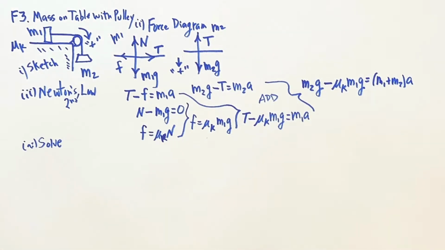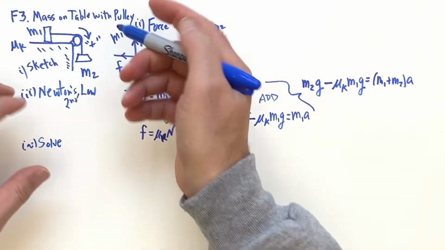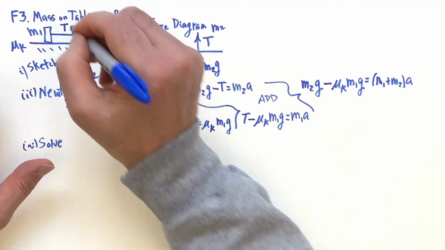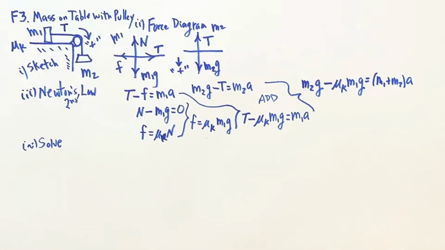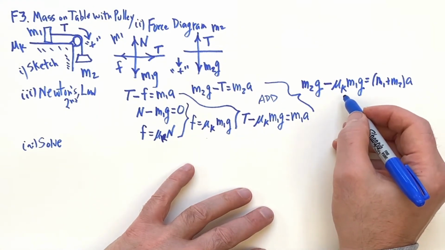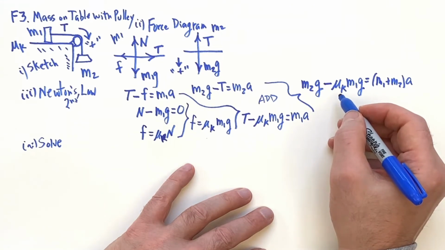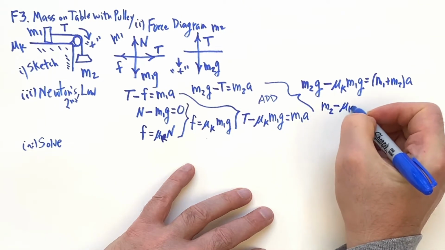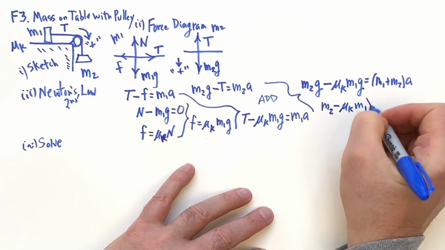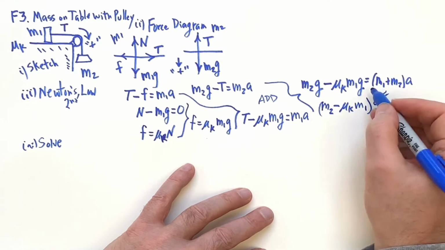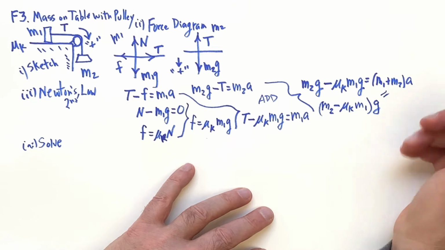And we want to find the acceleration. That's the standard thing. In a problem like this, standard is to find the acceleration and to find the tension in the cord or the rope or the cable. All right, so here we're going to factor out G. So this will be M2 minus mu K M1. So the G comes out, and that's going to be equal to this. So I divide by the sum of the masses.